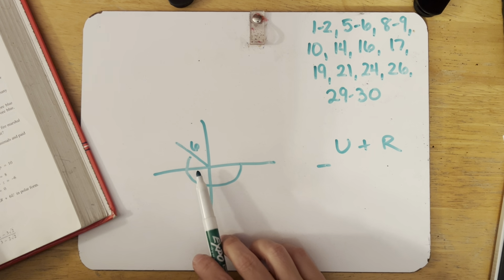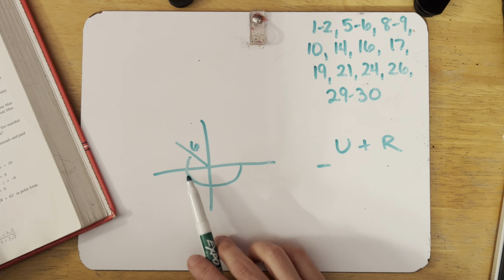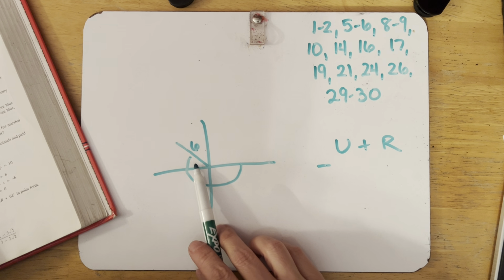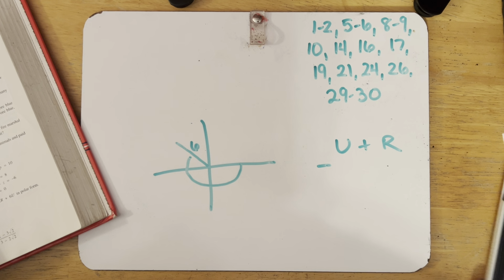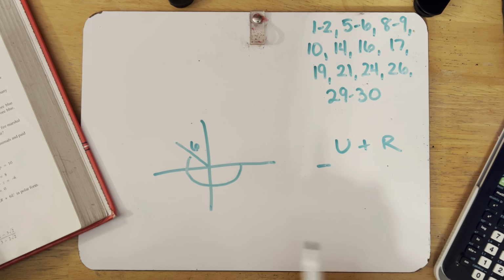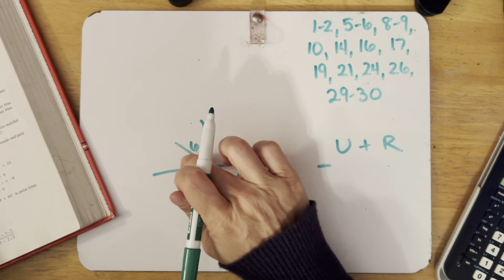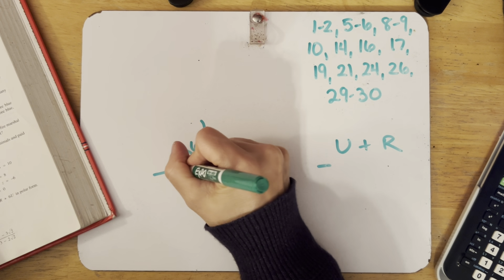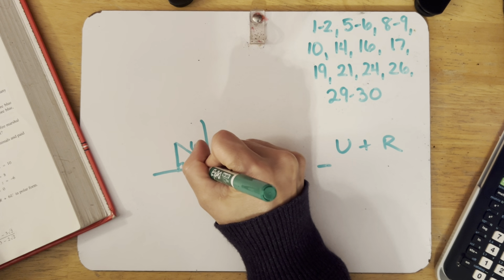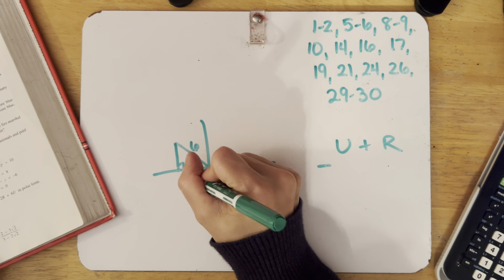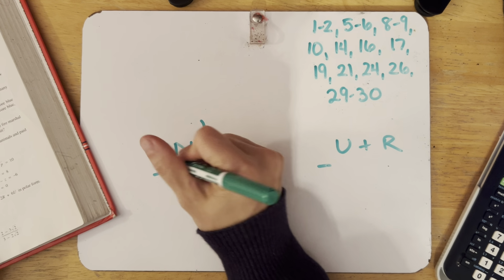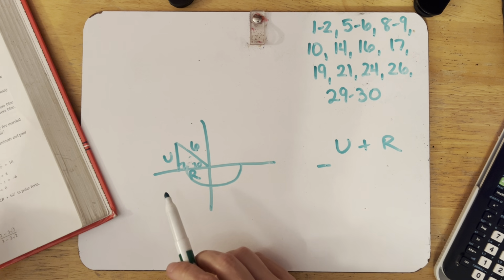Okay, 200 degrees, 180. We need to figure out this angle. So 90 minus 20, because from 180 to 200 is 20, which is 70. So let's see, finish my right angle here. This is 70. I've got my 6 here. Okay, then I have my R and my U. Now I'm going to solve for these.